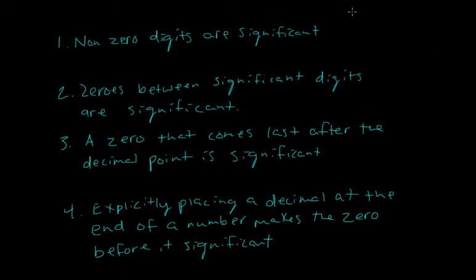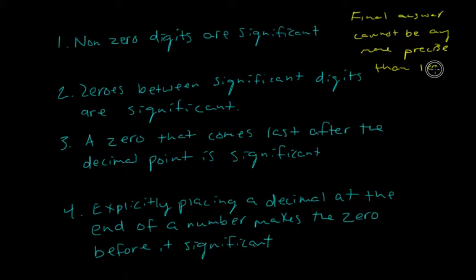I think that's important to realize why we have to even do anything with significant digits, because your final answer cannot be any more precise than your least precise measurement. It's kind of like the old saying, you're only as strong as your weakest link, or a chain is only as strong as the weakest link. We'll do a little bit more with this in just a little bit as far as calculating things. But anyhow, these are rules for significant digits.